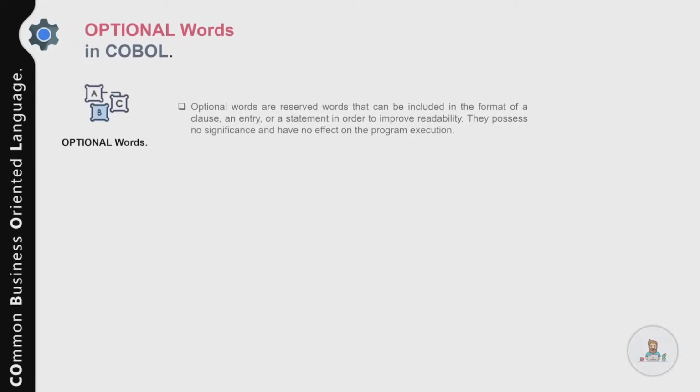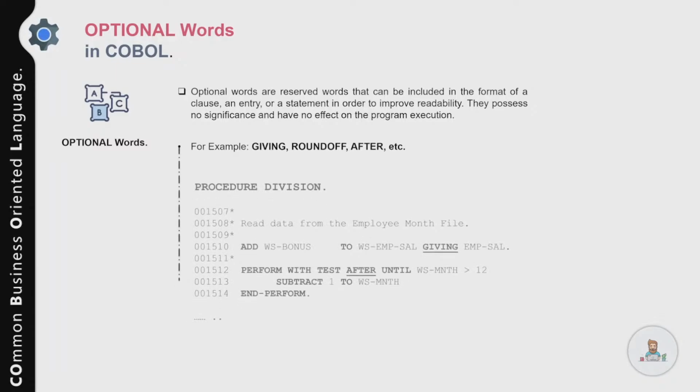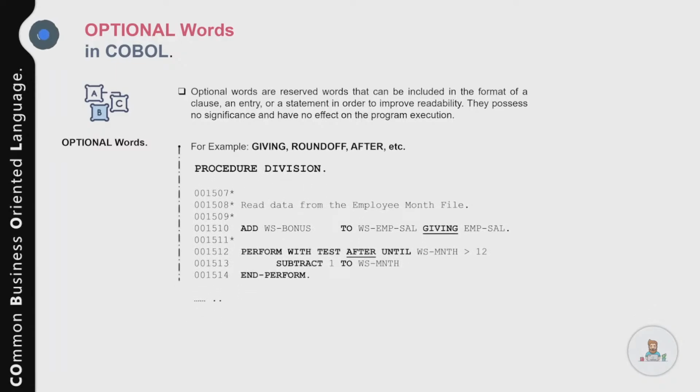By definition, optional words are reserved words that can be included in the format of a clause, entry, or a statement in order to improve the readability of the code. They have no effect on the execution of the program. And a quick example of optional words are giving, rounded, after, and there are many more, right?